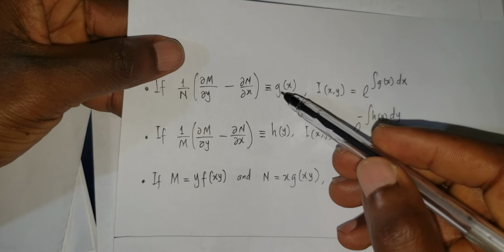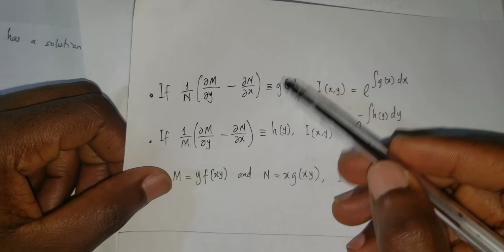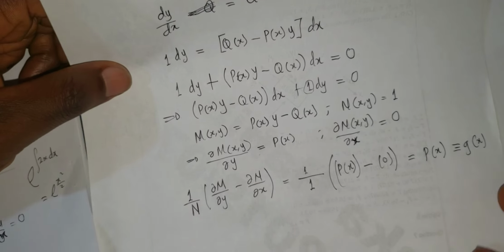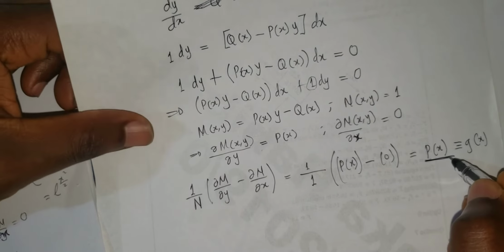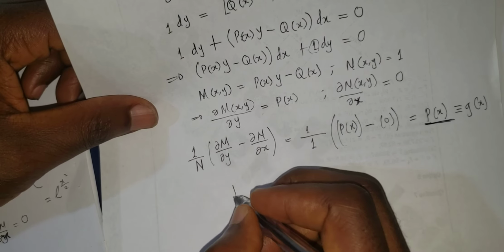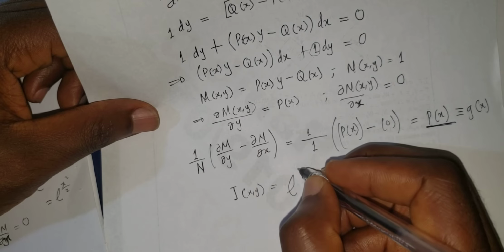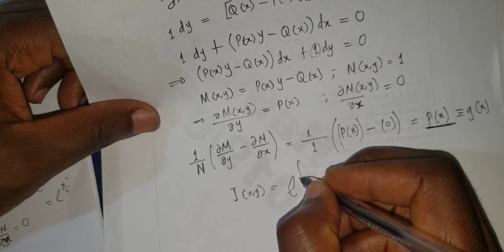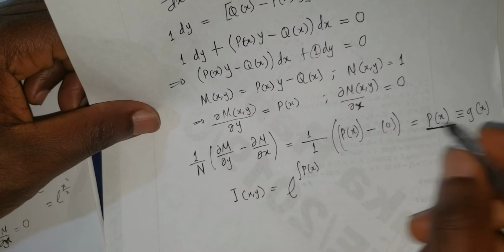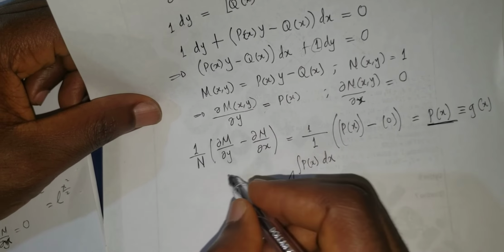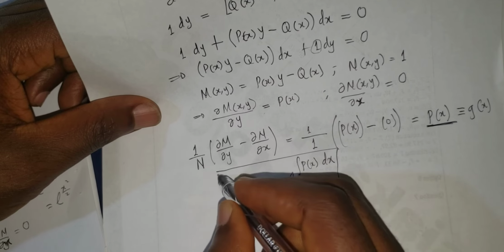So from here we know that we can always solve this kind of first order linear differential equation by getting an integrating factor. That means in this case I can get my integrating factor I of x comma y to be equal to e raised to the power integral of p of x dx, because our p of x is the function of x we need here. And indeed that is the general way to solve equations of this type.